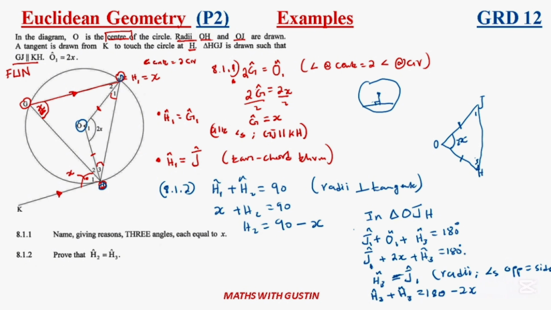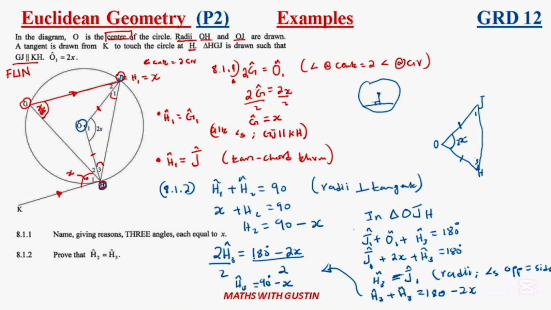2x. So therefore guys, I'm just going to continue here with this one. You're going to have 2H3, and then we're going to have 180 minus 2x. Then what do you do now? You divide everything by 2, both sides. Divide everything by 2, then you're going to have H3 is equal to 90 minus x.